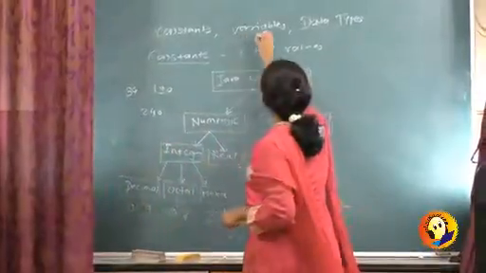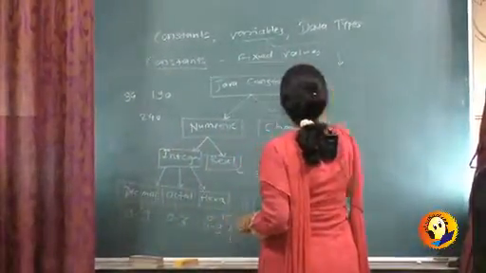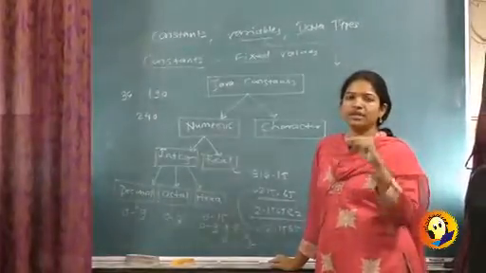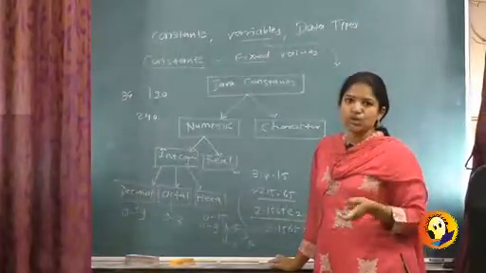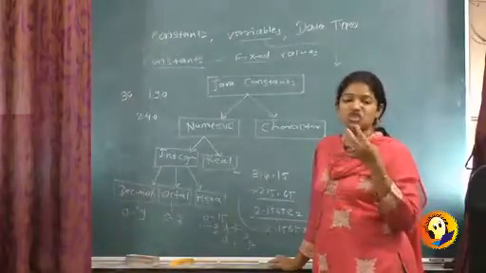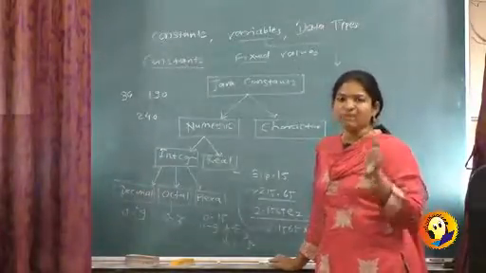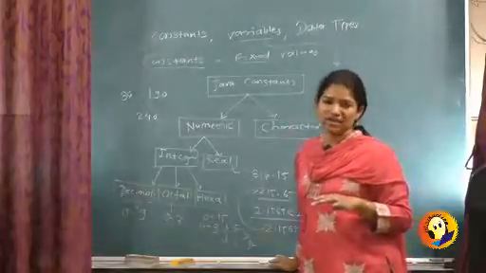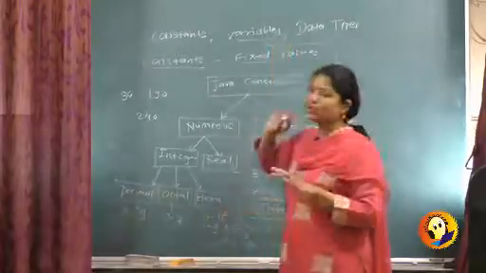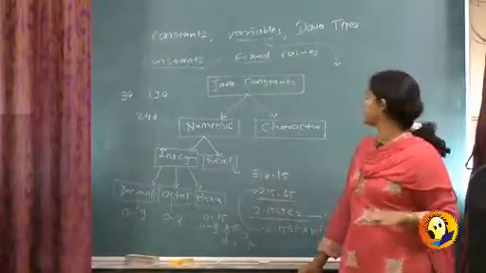Next concept is variables in Java. Variables are the values which are not fixed during program execution. So at the time of execution, or in between program execution, we can change the values of a variable. That value is not fixed at all during program execution. So this particular concept is called variables.